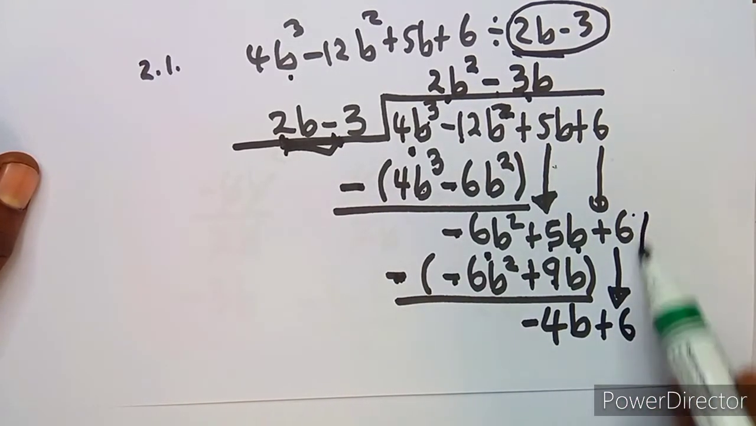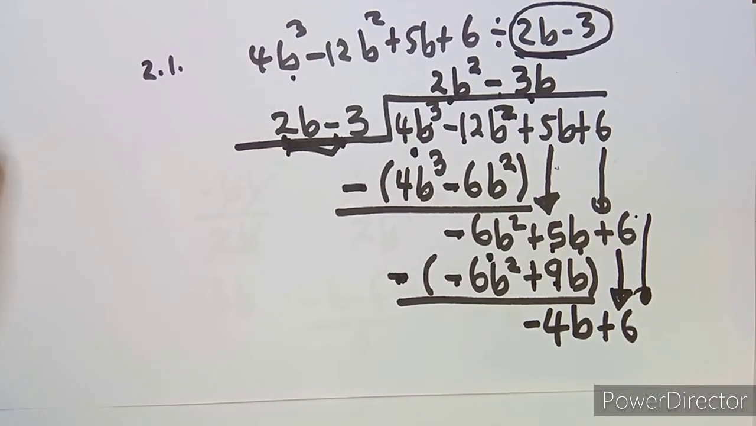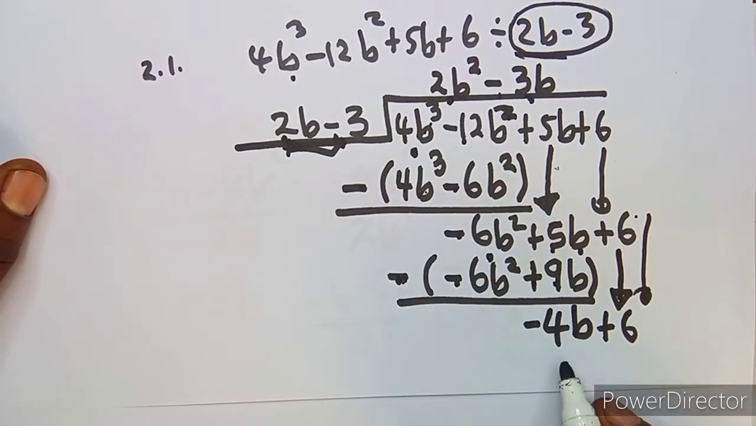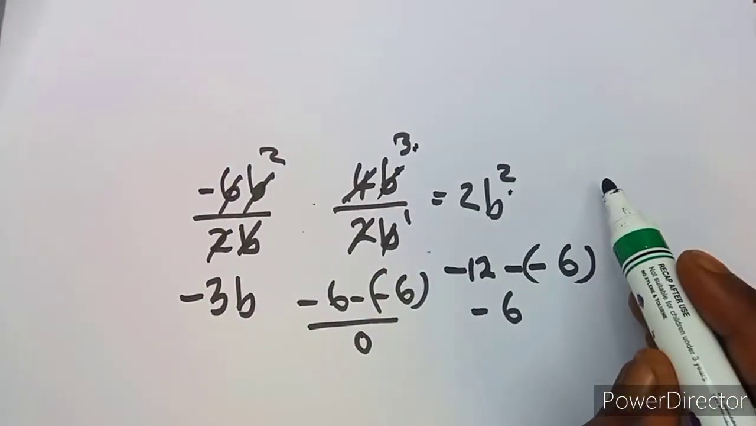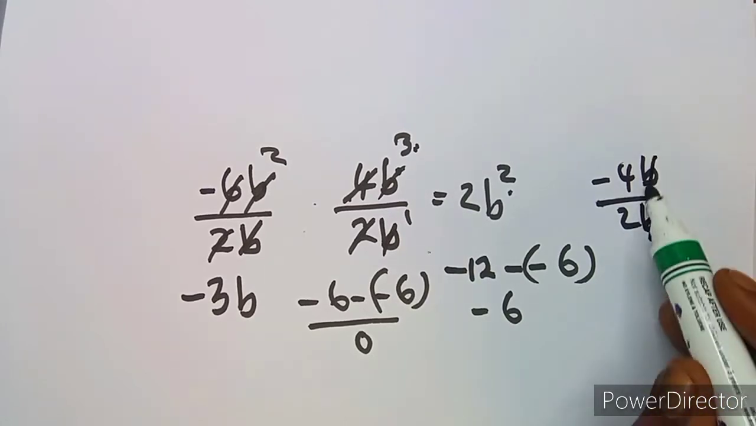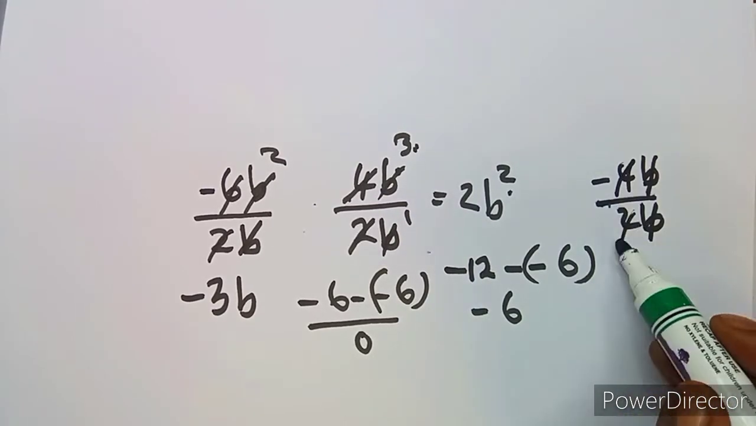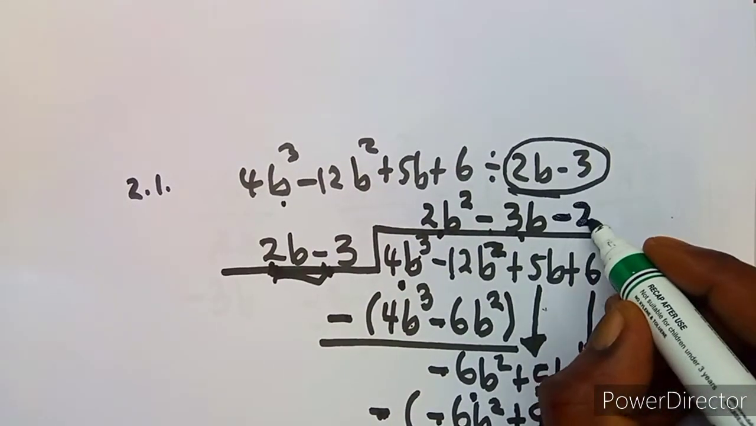So the remainder, you just take it down. Okay, after taking down the remainder, you go back again, you divide, guys. Minus 4b divided by 2b, so this time it's like this: minus 4b divided by 2b, so b and b will cancel. Minus 4 divided by 2, which is minus 2, so you're going to obtain minus 2.